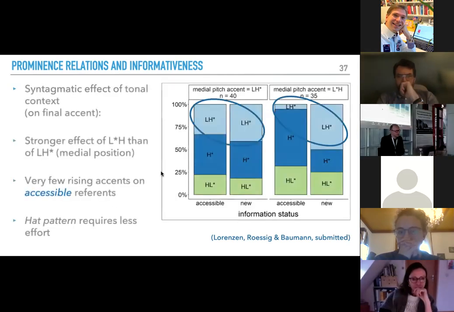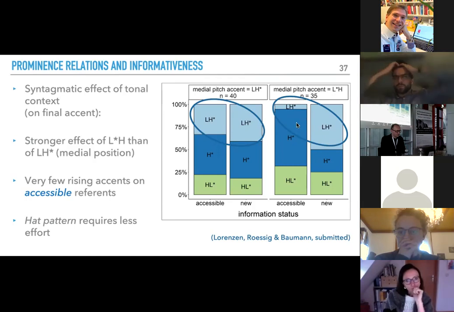And third, we find, again, a syntagmatic effect, but this time not of informativeness, but of the tonal context. So the type of medial accent determines the relation between accent type and information status in the final accent. It's a bit complicated. So the effect is weaker after L plus H star accents in the left column. See that there's not a big difference between accessible and new information in terms of marking. And it is stronger after L star H accents as a medial pitch accent.